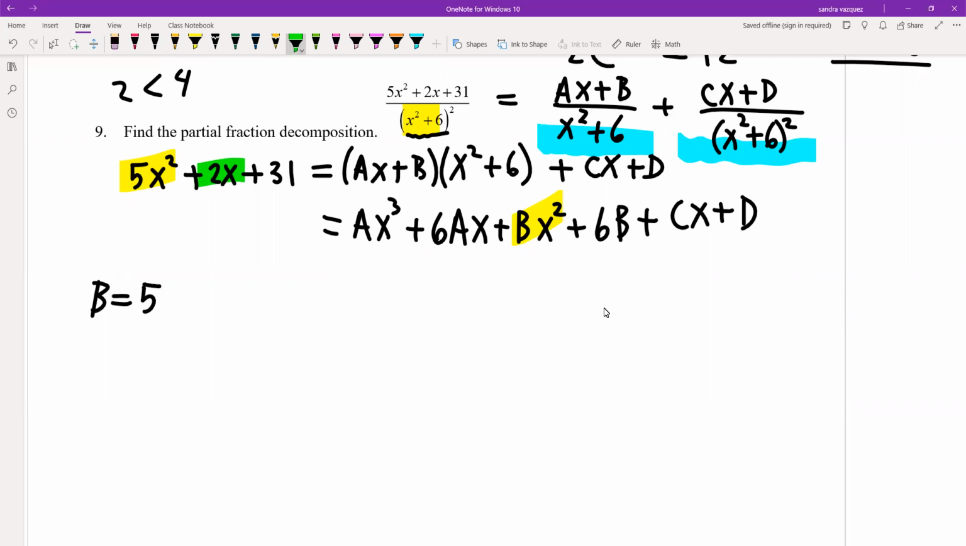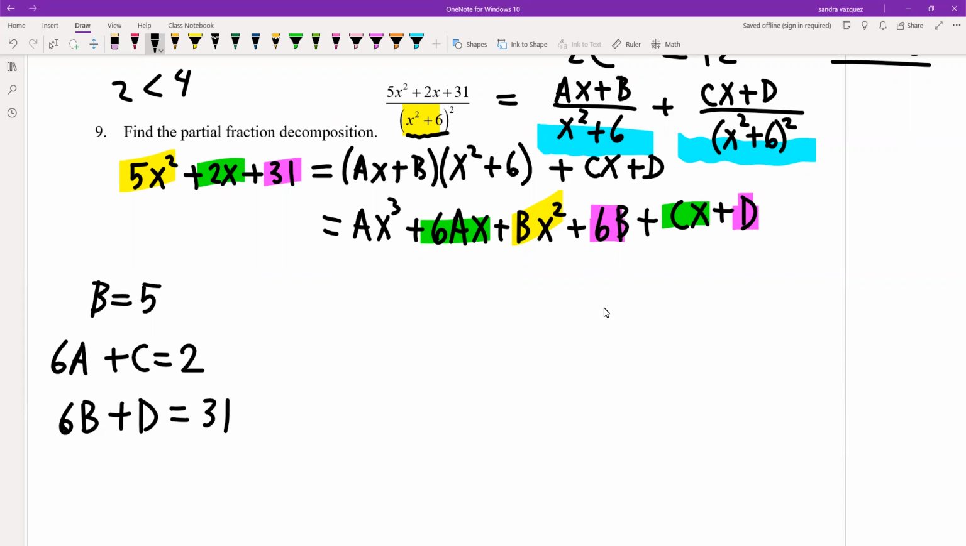I am looking for the x's. Okay, in this case, I have 6a plus c, it's equal to 2. And then 31 will be equal to the constant. This is a constant, this is a constant. 6b plus d, it's equal to 31.